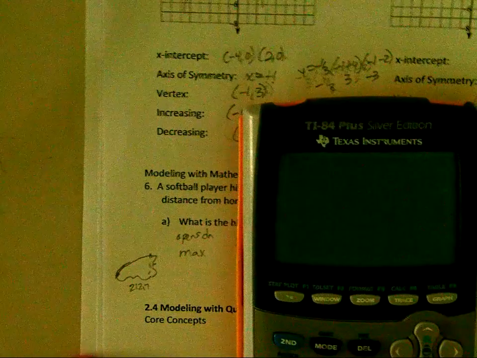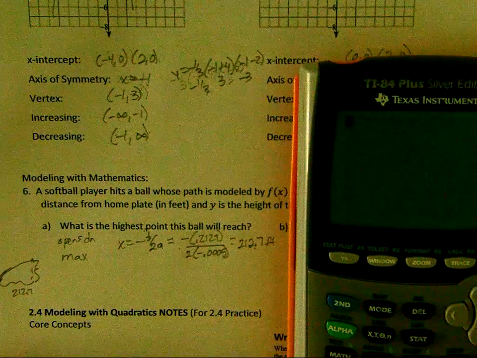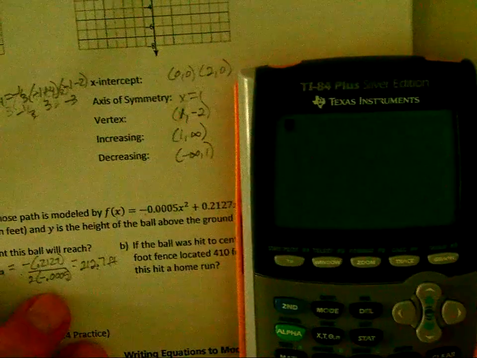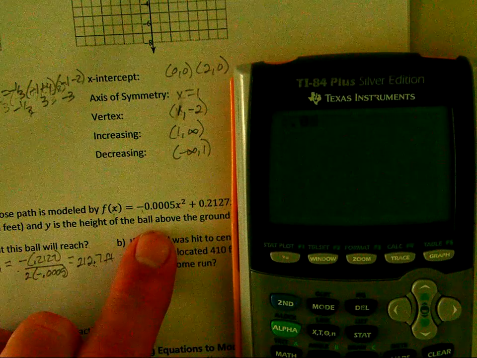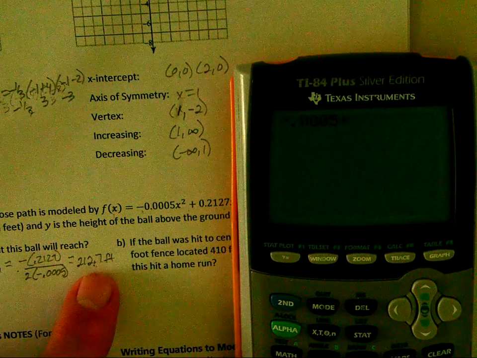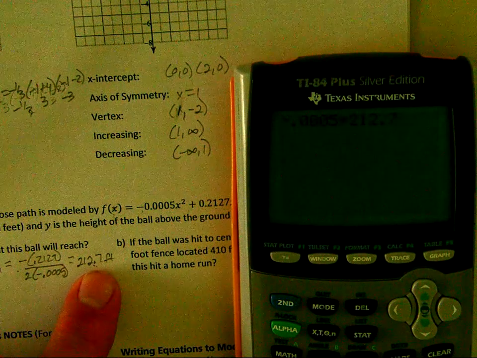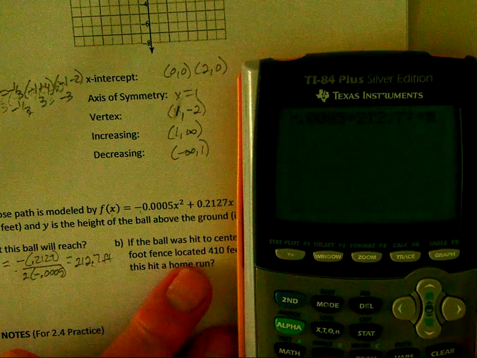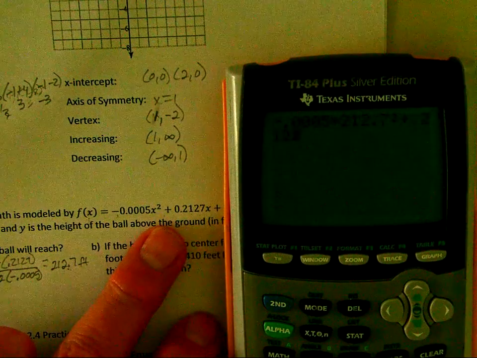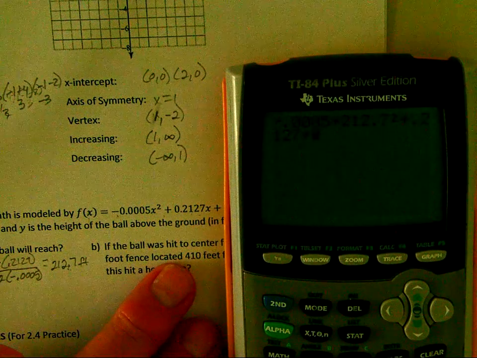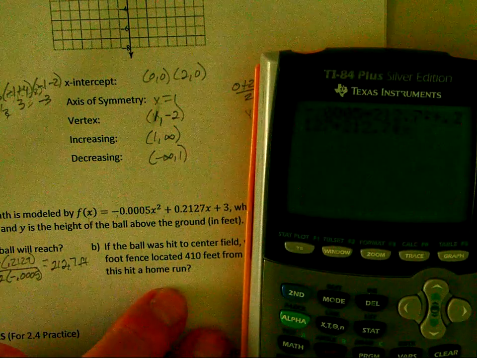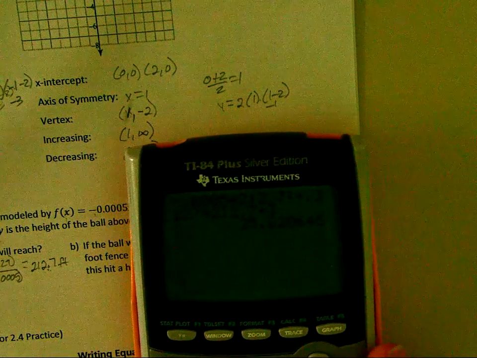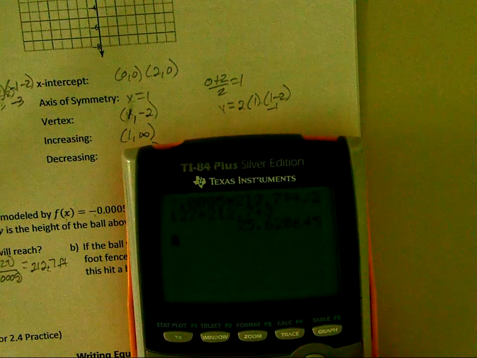It's dark to see this, but we'll give it a shot. So if we plug that in here, our equation says a negative 0.0005 times 212.7 squared plus 0.2127 times 212.7 plus 3. I can't see that very well, but I have 25.62 feet.